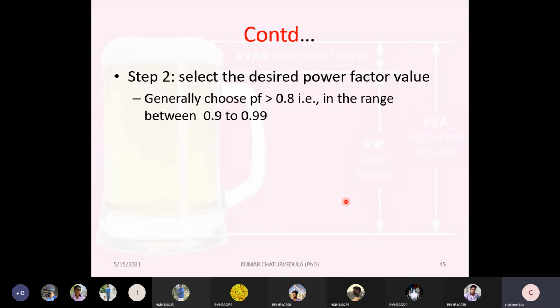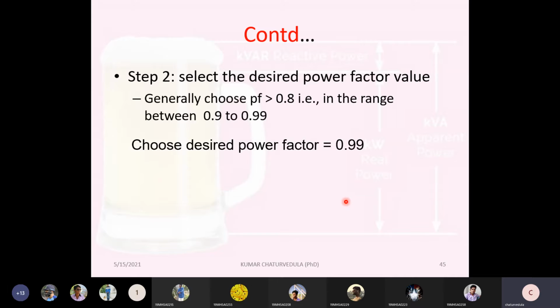Why? Because in general we assume that 0.8 is the base value of power factor that will be fed. Because of the lagging load availability, the power factor is becoming a lower value, so we have to improve that value. That is why you have to choose a value generally between 0.9 to 0.99. 1 is the maximum value, so I have taken 0.99 as the range up to which I can choose the desired power factor value. So I am considering this 0.99 as the desired power factor for me.